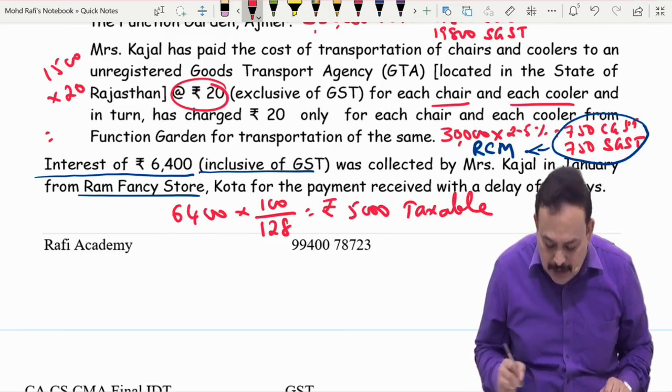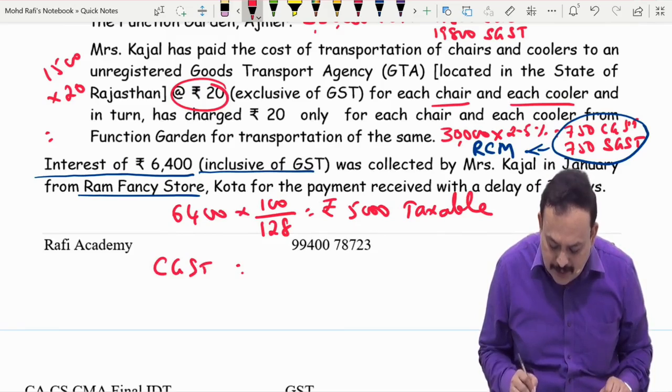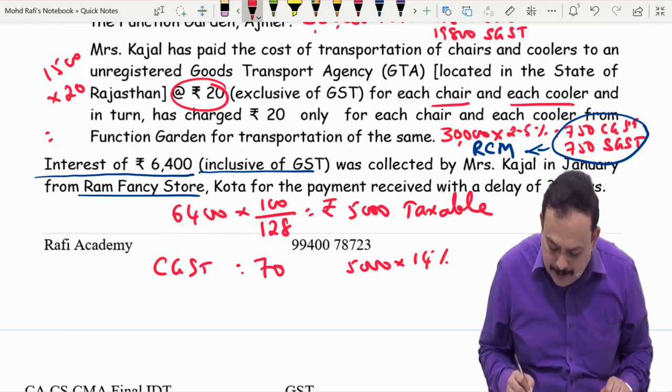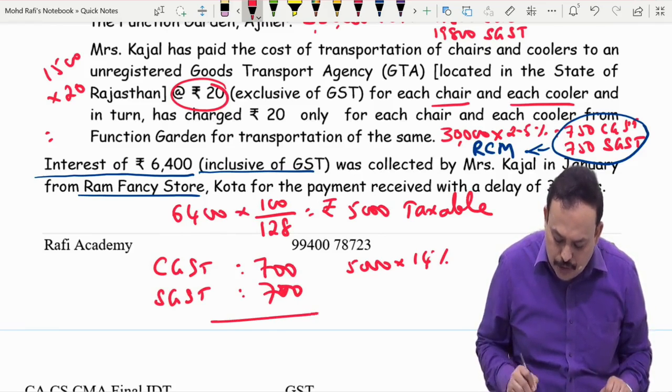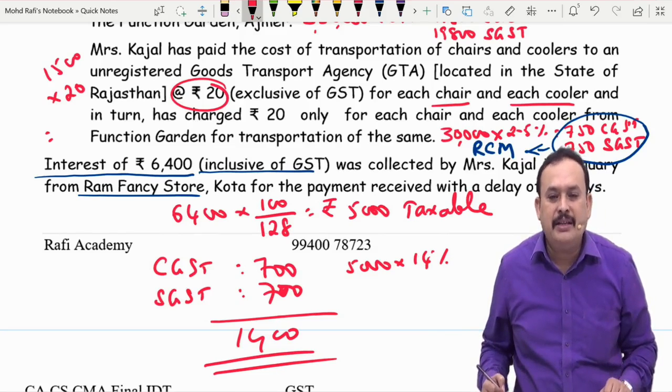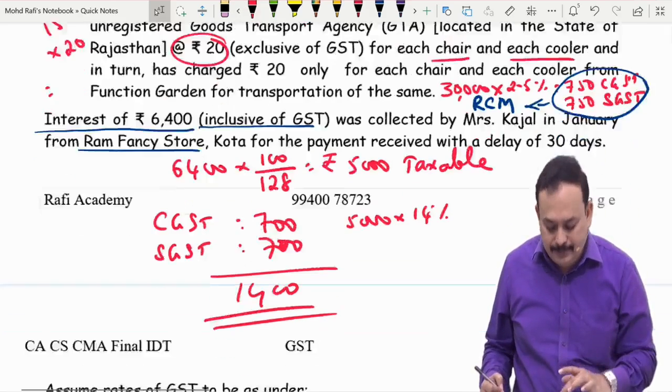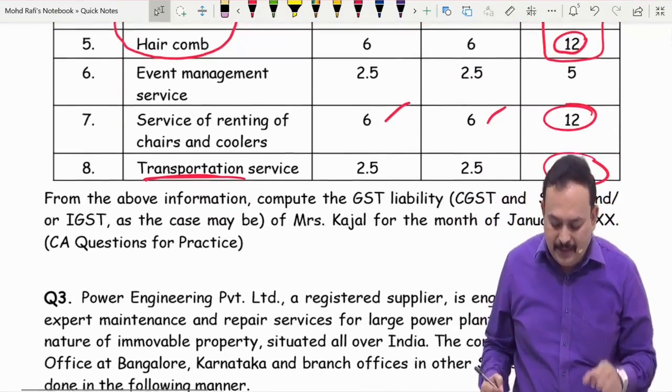Is that clear? So liable to pay CGST how much? On 5,000, 14% comes how much? 700. SGST comes 700. So totally 1,400 liable to pay. Got the clarity? All the points covered or not? Now finally the answer is completed.